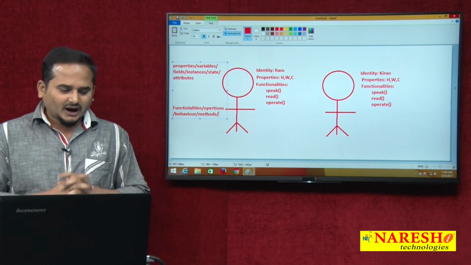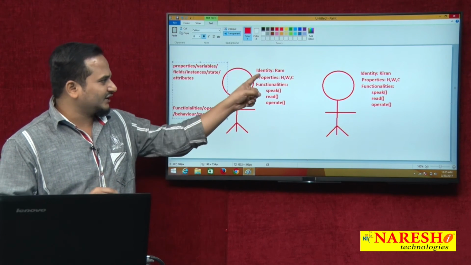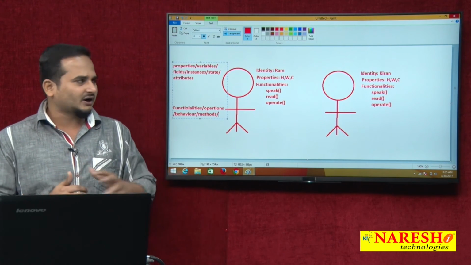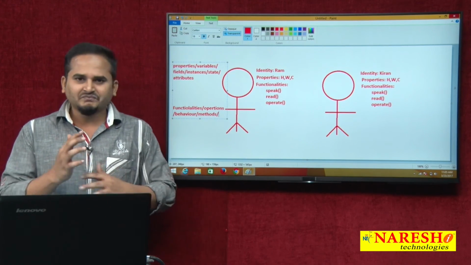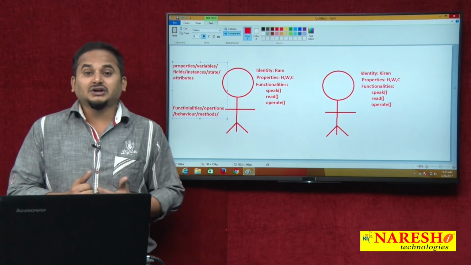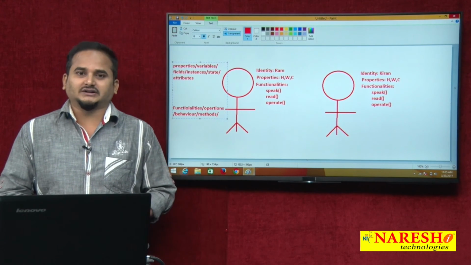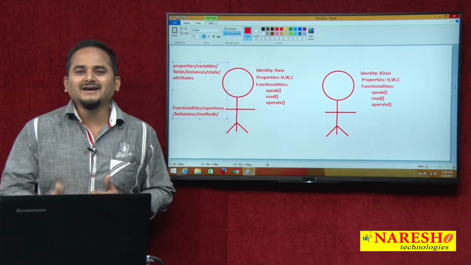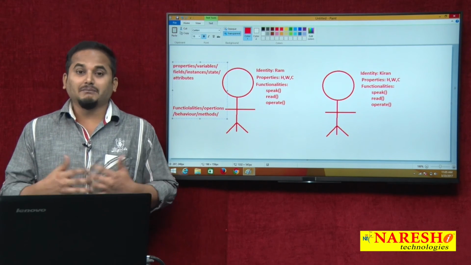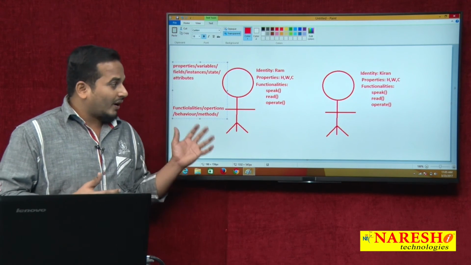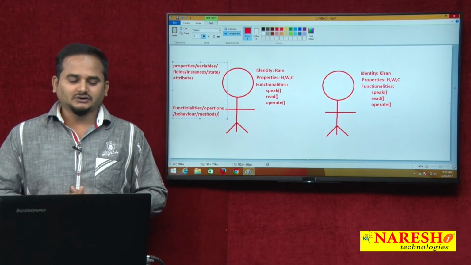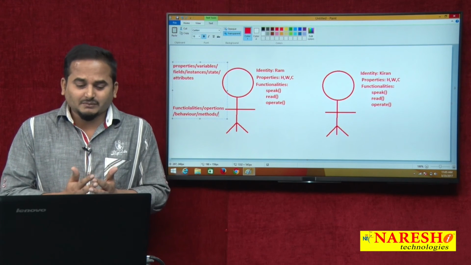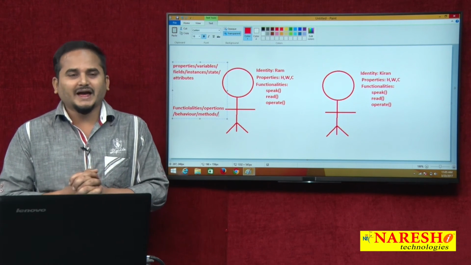Now here I talk about identity and properties. Identity means differentiating one object from another object. Properties means having some state, and functionalities. What is the use of functionalities? Functionalities are used for making a communication from one object to another object.